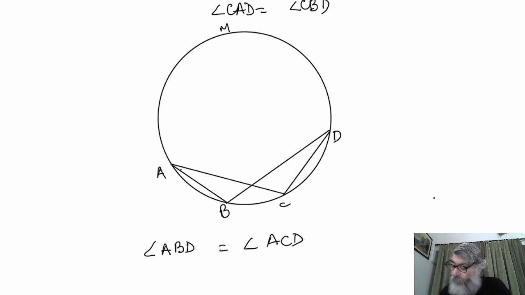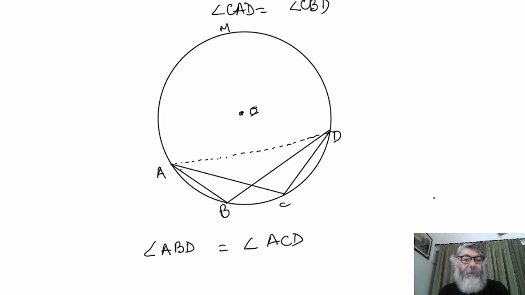If I join A to D, for example, then this ABCD is a segment. ABCD is a minor segment because the center will be somewhere here. Center of the circle is here somewhere. So it is a minor segment, and angles in the same segment of a circle are equal.